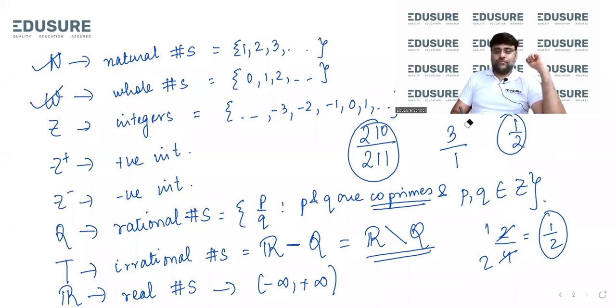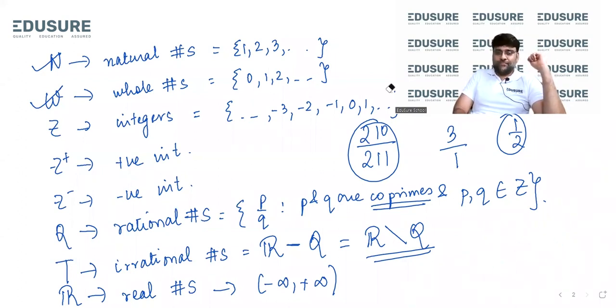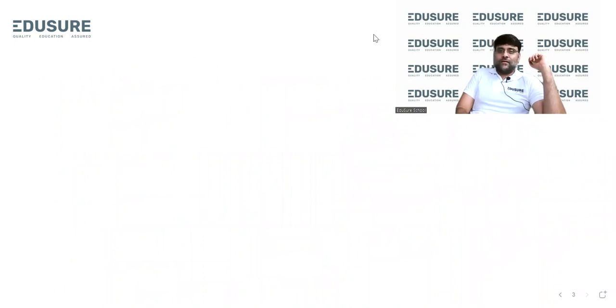Otherwise, there are infinite ways of writing 1 by 2. 1 by 2 can be written as 2 by 4, can be written as 3 by 6, as 4 by 8, as 5 by 10, and so on and so forth, right? So that is why only the lowest form is called a rational number, correct? This minus leads me to another operation which is important.